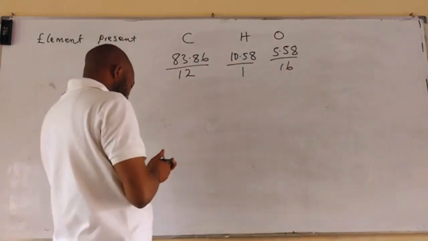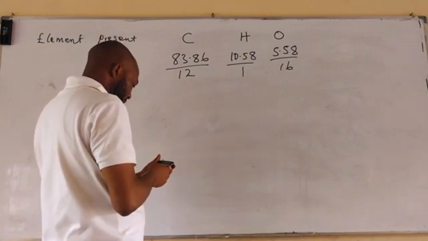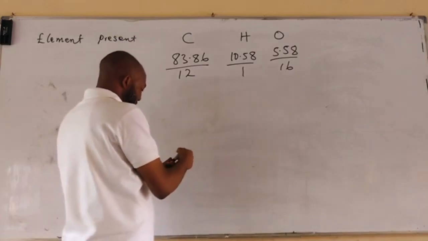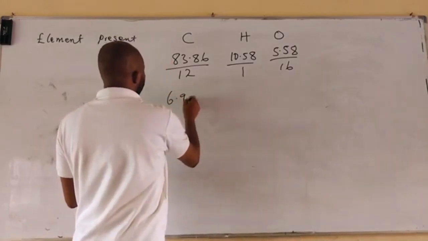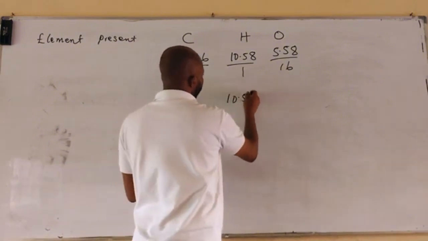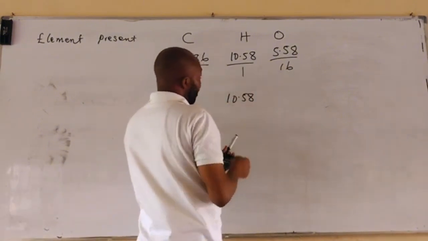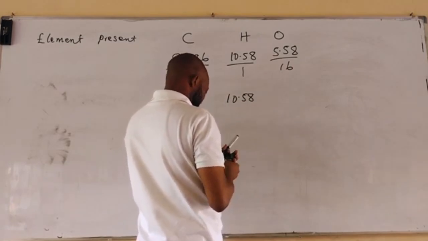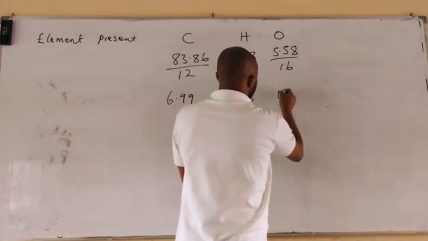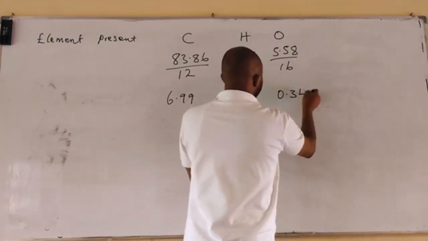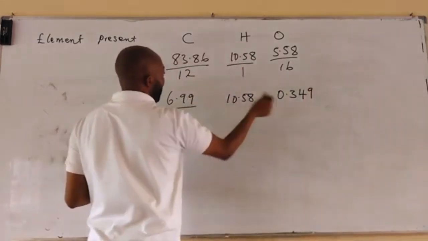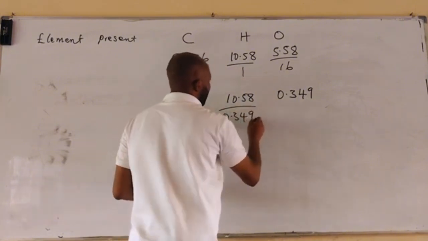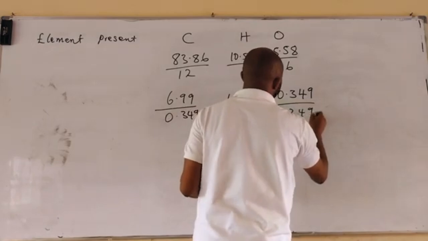So 83.86 divided by 12 is 6.99. 10.58 divided by 1 remains the same. 5.58 divided by 16 is 0.349. Now divide by the lowest, which is 0.349. So 0.349 divided by 0.349 is 1.